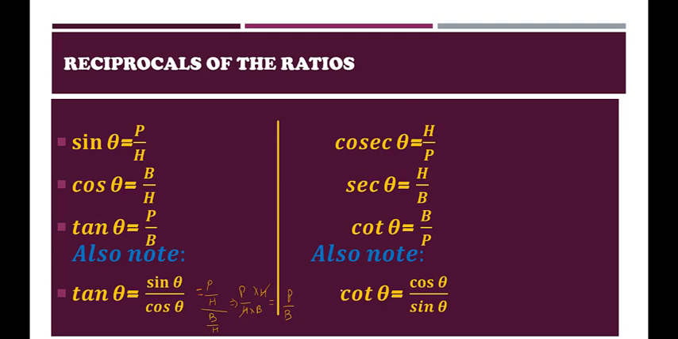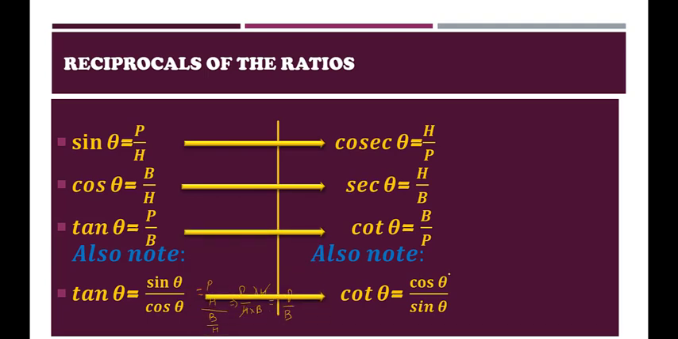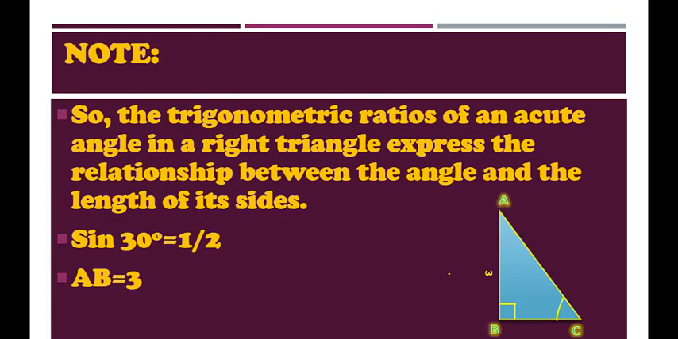And cotangent theta is the inverse of tangent theta. So if tangent theta is sin theta upon cos theta, what is cotangent theta? It is cos theta upon sin theta. So sin theta is reciprocal to cosecant theta, cos theta is reciprocal of secant theta, tangent theta is reciprocal of cotangent theta, and similarly again. Note, trigonometric ratios of an acute angle in a right angle triangle express the relationship between the angle and the length of its sides. And it does not vary with the length of the side if the given angle is the same.